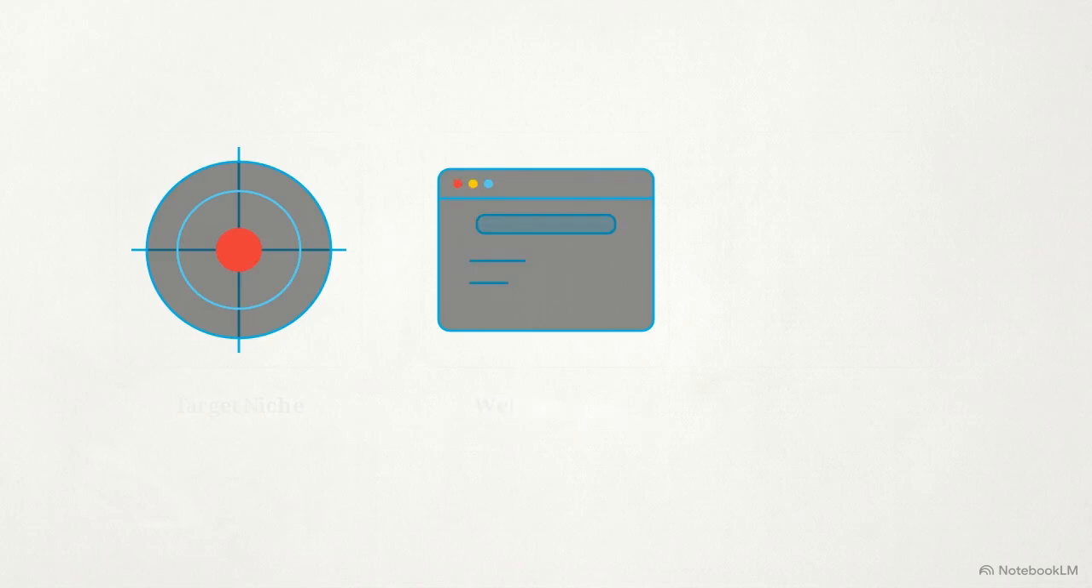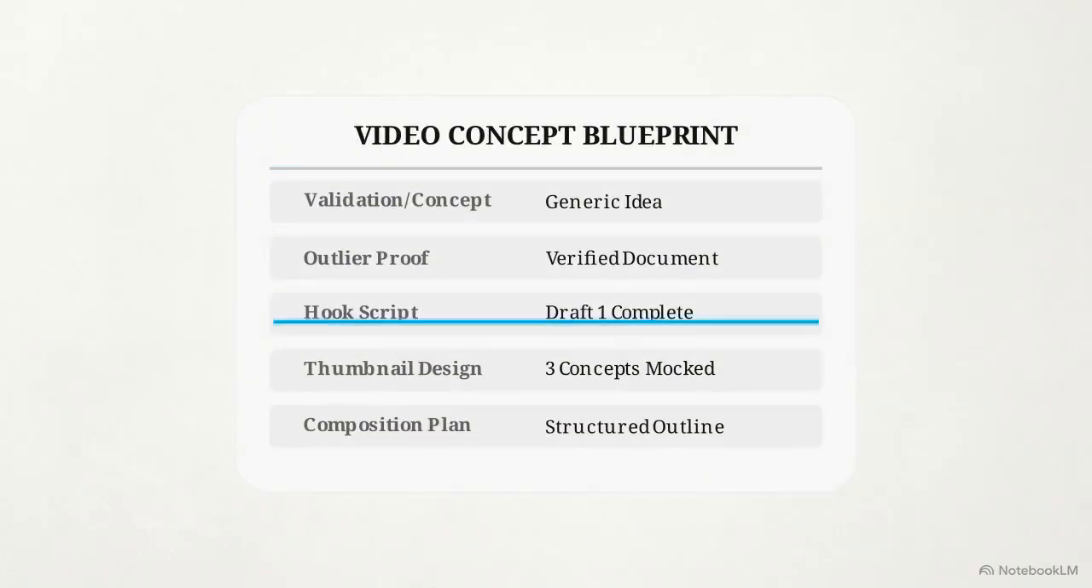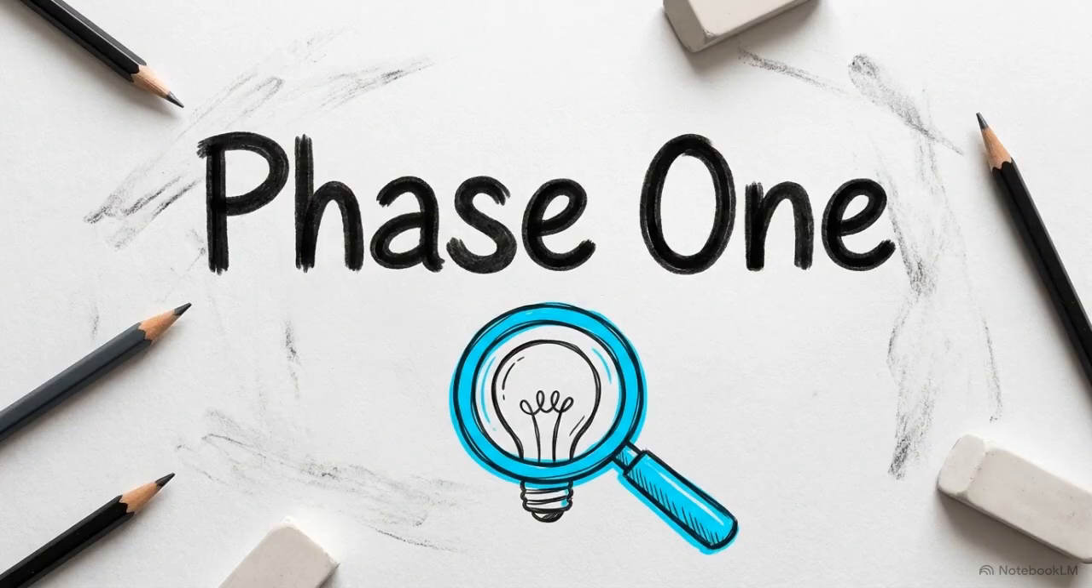To follow this process, you need 3 things in front of you: a specific niche you want to target, an open web browser, and a blank document or notepad. Uploading without a plan often results in 0 traction. This document acts as a filter, allowing you to catch flaws in the concept before you invest a single hour in production. Step 1 is validation.